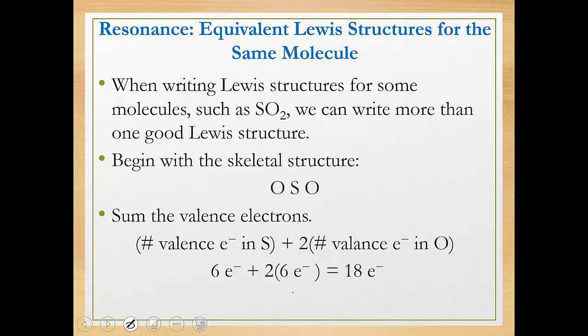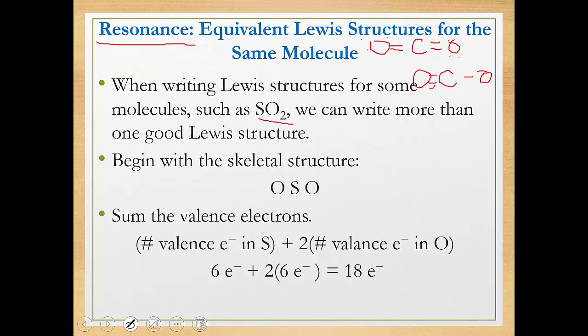Now, one other thing I want to mention about Lewis structures is that you can have something known as resonance. And this is going back to that example of the carbon dioxide that we talked about, where they were showing a structure that had the double bonds in it, but I said you could also have a single and a triple bond. Okay. Now, when you're writing Lewis structures for some molecules, such as carbon dioxide or sulfur dioxide, you can write more than one good Lewis structure.